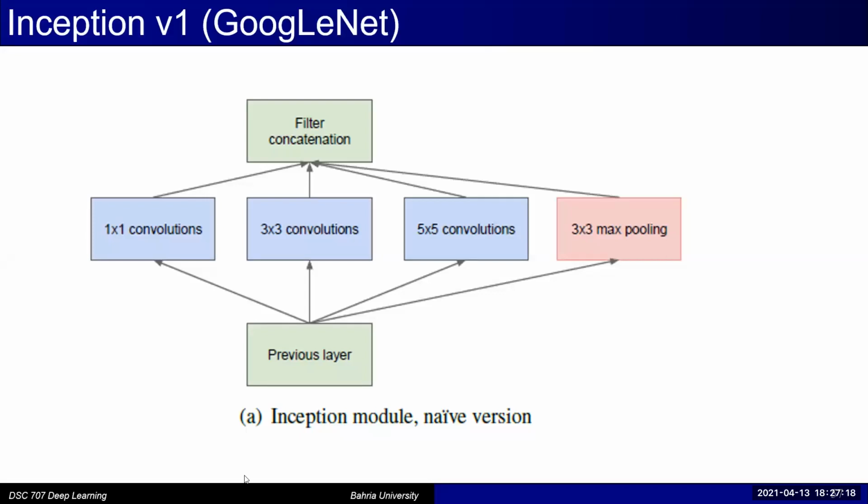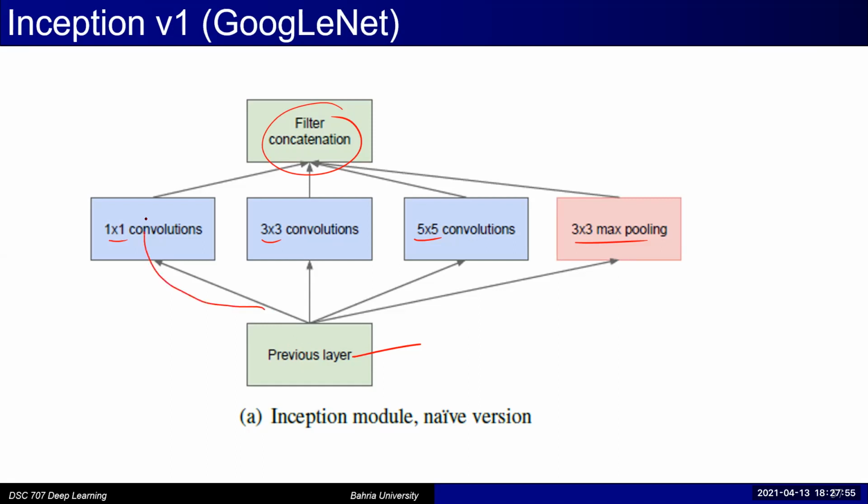Okay, now with that preamble, we are in a position to go back to the Inception module. When we started the discussion, we said, whatever the previous layer is, instead of having one single convolution, you apply multiple convolutions with different filter sizes, you also do pooling, and then you concatenate the outputs of these different operations. So this is the naive version of Inception, which does not include a bottleneck layer.